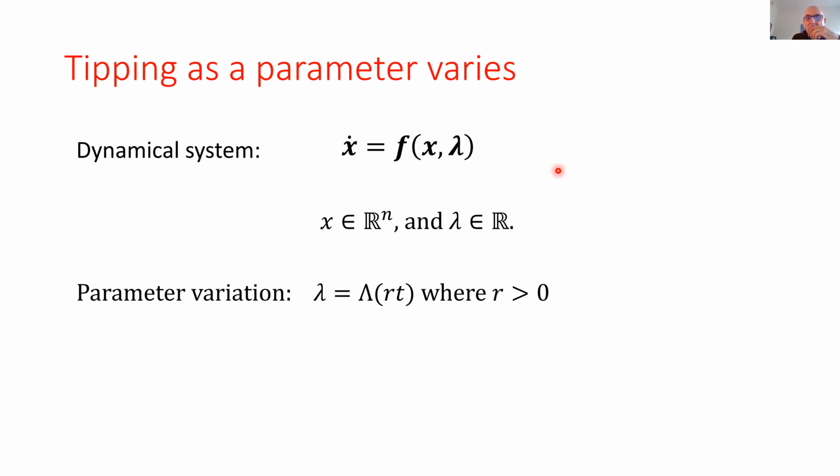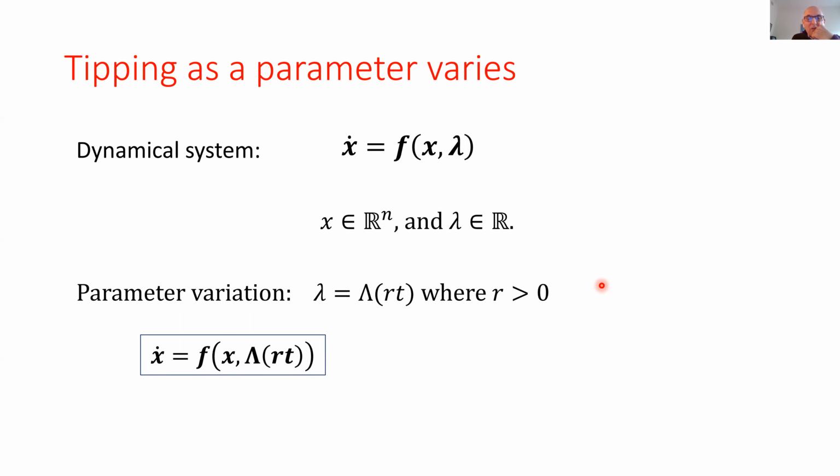And the idea is that this lambda is going to depend on time, right? And so it's going to vary in time, but it's going to vary at a certain rate. And we're going to think in terms of that rate, and we're going to want to vary that rate and imagine that rate to be very small or potentially very large, so that this parameter would change very rapidly. Okay, so we'll represent lambda then as a function of rt, where r is bigger than 0 and r is the rate.